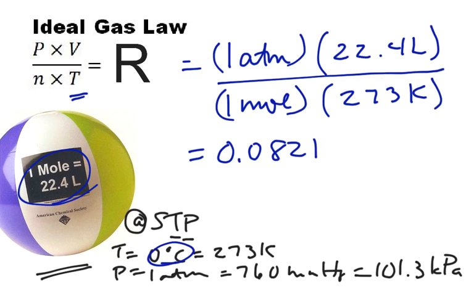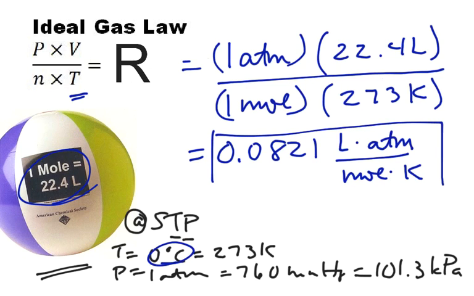Now, if you put those 4 values in, what you end up with is 0.0821, and you can get more significant figures if you want, liter atmospheres per mole Kelvin. Those units are amazing looking, because whenever you have a constant, it has to have units that cancel out all the other units in the problem. So if I want to do a problem, I can say R is equal to 0.0821 liter atmospheres per mole Kelvin.